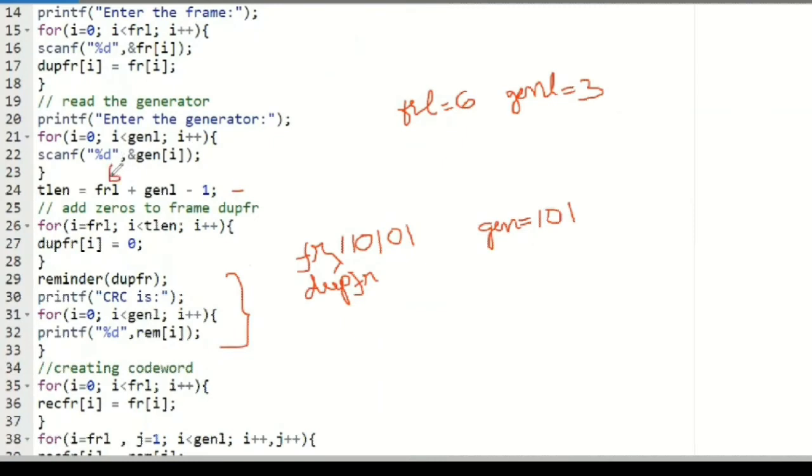Now find out the T length. So T length is 6 plus 3 minus 1, which is nothing but 8. So T length is equal to 8. Now we are adding zeros to the DUPFR. So now DUPFR has become 11010100. So these two zeros we have added to it.